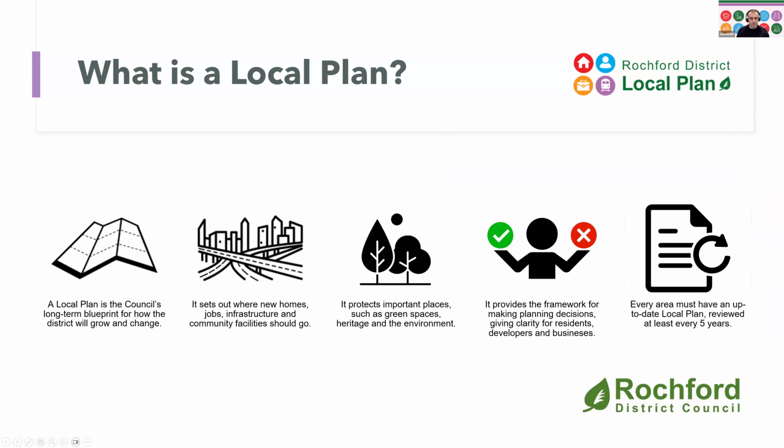In simple form, a local plan is a council's long-term blueprint for how the district will grow and change. It sets out where new homes, jobs, infrastructure and community facilities should go. It also protects important places such as green spaces, heritage and the environment, and provides the framework for making planning decisions, giving clarity for residents, developers and businesses. Every area must have an up-to-date local plan, and the requirement is that they're updated at least every 5 years.